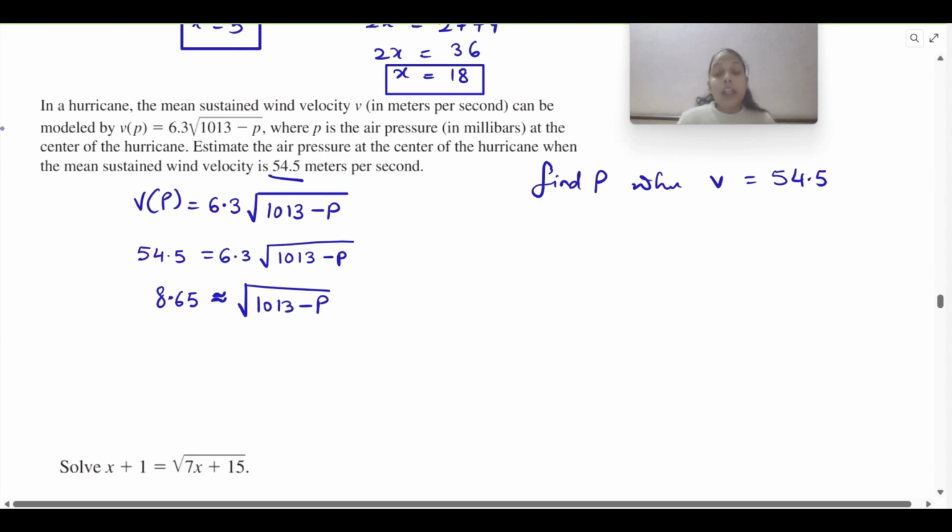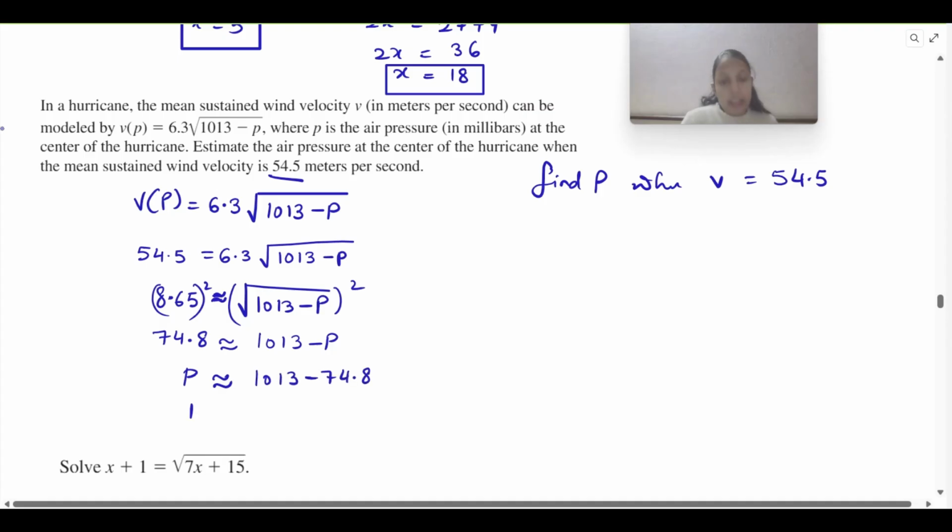8.65 equals approximately the square root of 1013 minus P. To remove the square root, I square both sides. It will be 74.8, approximately 1013 minus P. P is approximately 1013 minus 74.8. So that is approximately 938.2. This is the pressure we got in millibars. So 938.2 millibars.